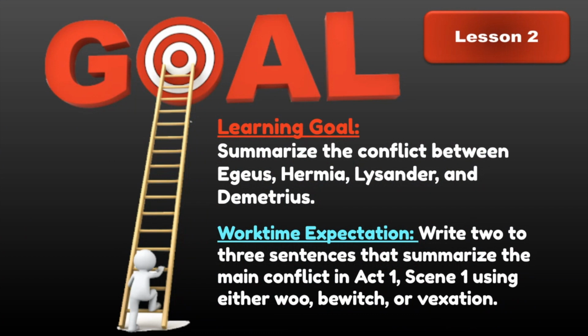The learning goal for today is we're going to be able to summarize the conflict between Egeus, Hermia, Lysander, and Demetrius. Those were some of the main characters that were introduced in Act 1, Scene 1, and these characters are going to be coming up a lot in the future acts and scenes. They're some of the main characters. And there's going to be an assignment that's sort of like a discussion post, but you don't have to respond to any of your classmates. You're basically just going to write 2 to 3 sentences that summarize the main conflict or problem in Act 1, Scene 1. You don't have to pay attention to the woo, bewitch, or vexation, okay?